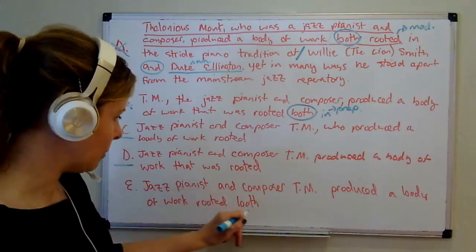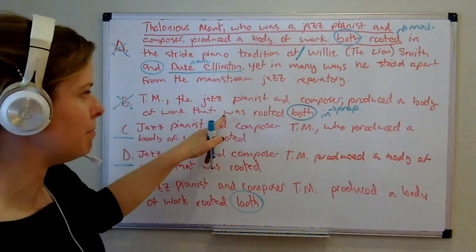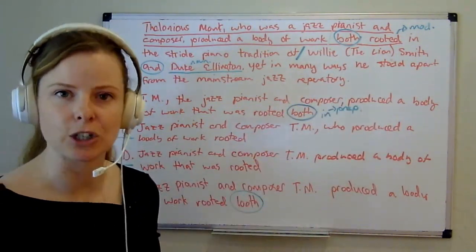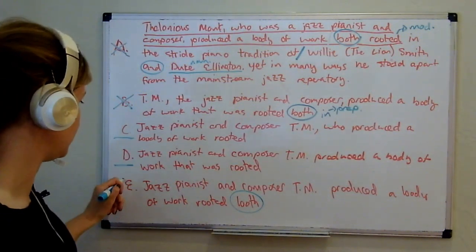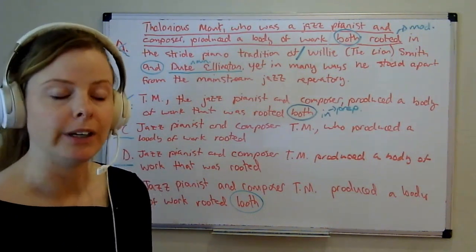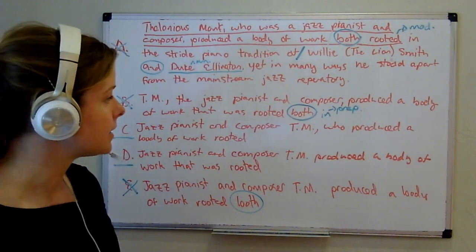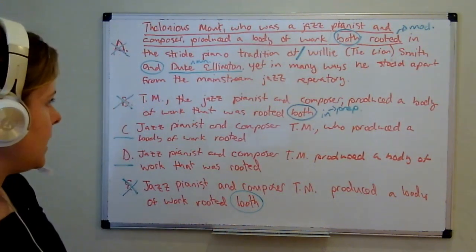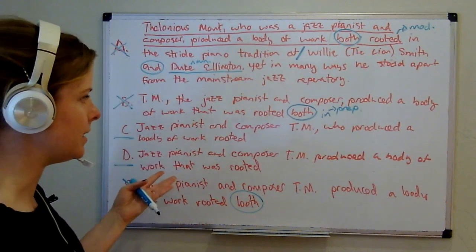Here we have the word both pops up again. And we've got the same issue that we had in B, where immediately following both, we've got in the stride piano tradition, prepositional phrase, attempting to be parallel to this noun after your and. Not gonna work, so E is out. Just based on parallelism alone, we're able to make three really, really nice mechanical eliminations. Let's take a look and just close it out, see what the differences are between C and D to get to your final answer.